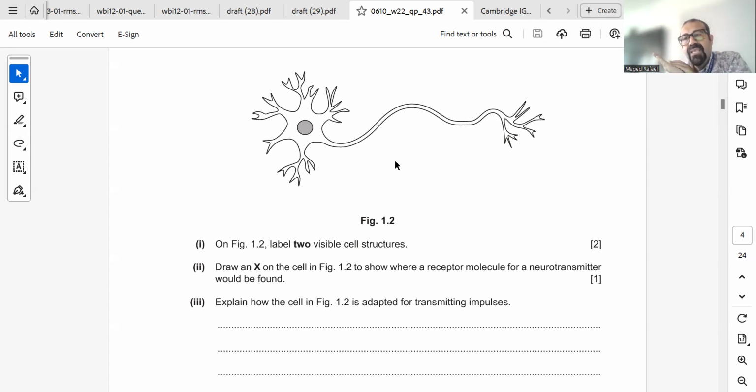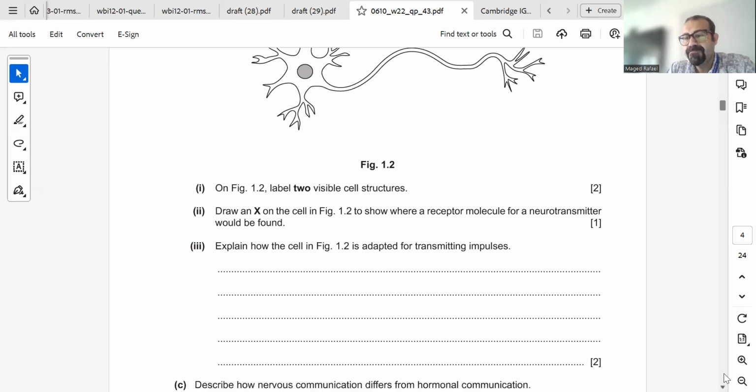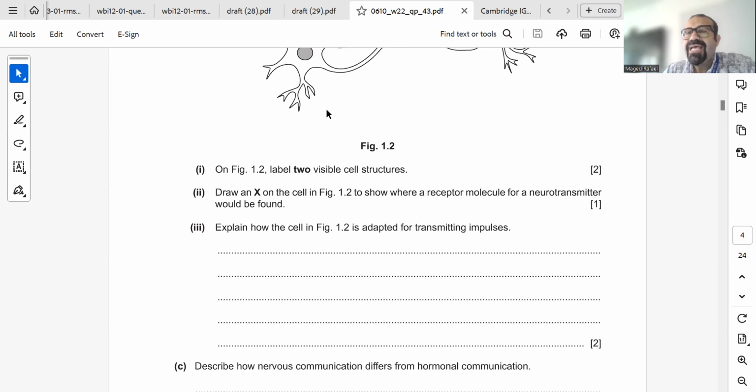All of the receptor proteins will capture the neurotransmitters, and send them down through the cell body and through the axon. So simply, the receptor protein is found at the starting point of the postsynaptic neuron, not at the end. Okay? That's it. Explain how the cell in figure 1.2 is adapted for transmitting impulses. I need the adaptations. When they say adapted for transmitting impulses, I need to talk about what makes the cell specific.